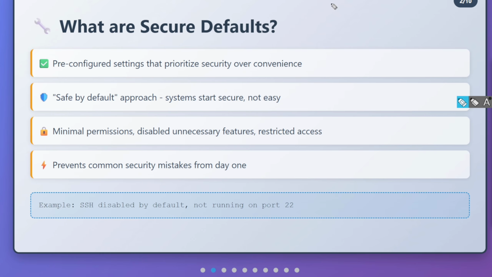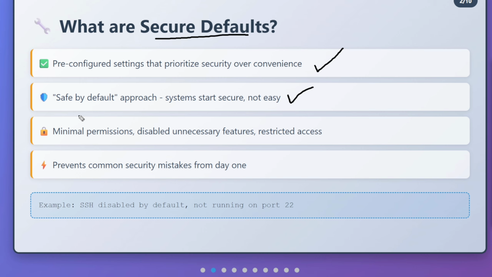If you see clearly, these are some secure defaults, covering most of the points. The first one is pre-configured settings that prioritize security over convenience. This means secure defaults are built-in settings that protect your system from the starting phase itself. They may not be the easiest to work with, but they are very safe. The second point covers the safe by default approach: systems start secure, not easy.